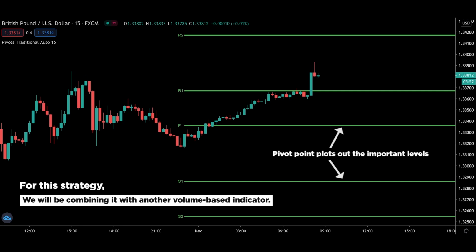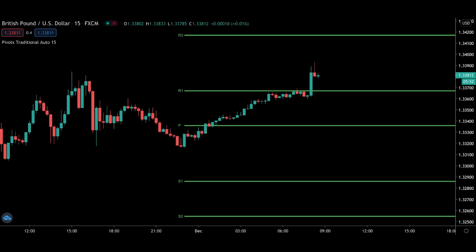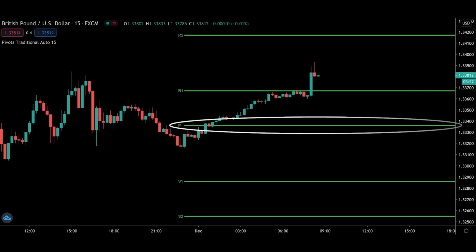For this strategy, we will be combining it with another volume-based indicator, which I will introduce shortly, so keep watching to find out what this is. Now let's take a look at the pivot point. This strategy involves focusing on the main pivot point.